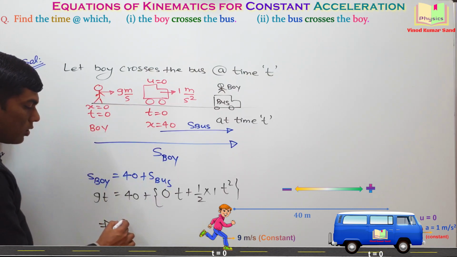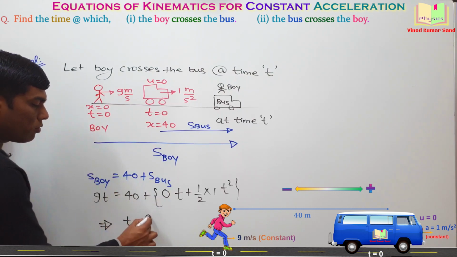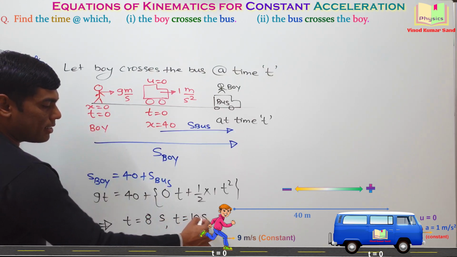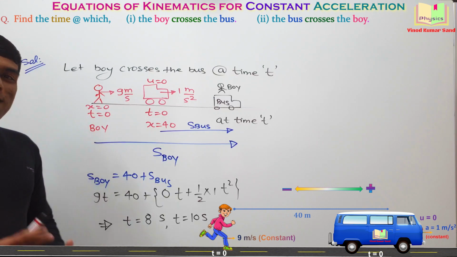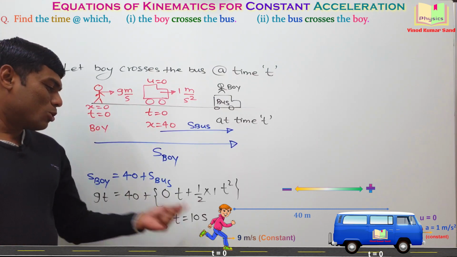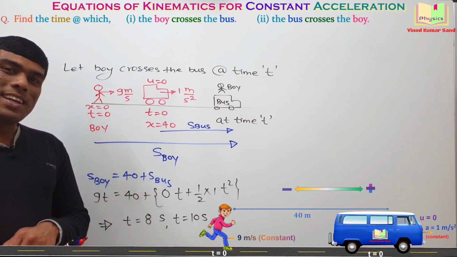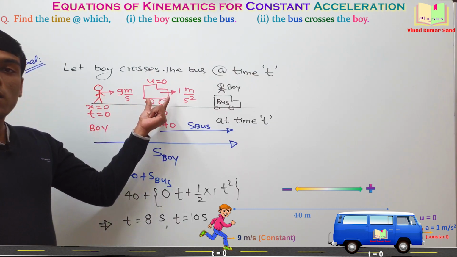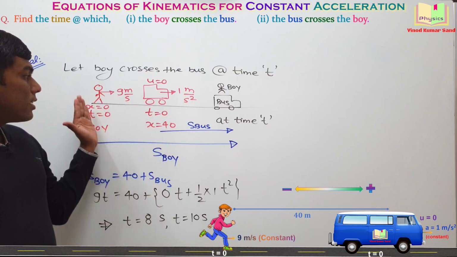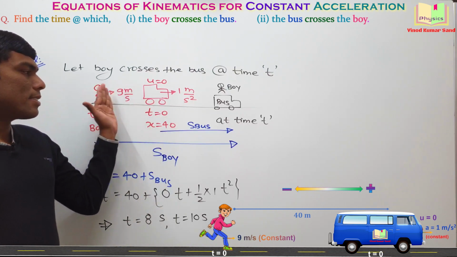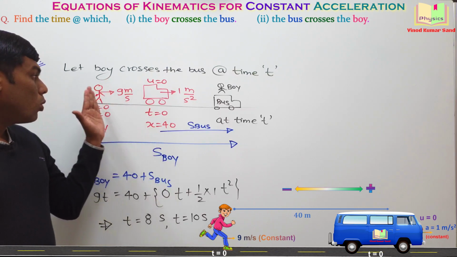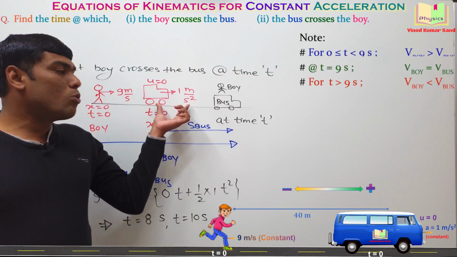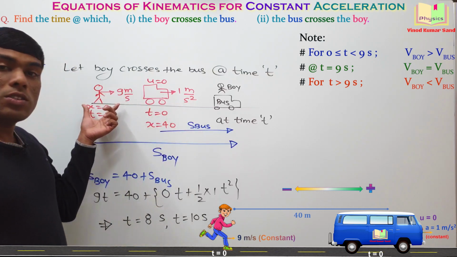You do the calculations. On doing the calculation, you will get two roots of time: t is equal to 8 seconds and t is equal to 10 seconds. Now, what is the significance of these two roots of the time? If you pay attention, at t is equal to 0, the bus is starting from rest, and at t is equal to 0, the boy already has some velocity. So, for some moments of time, the bus is moving slower as compared to this boy.